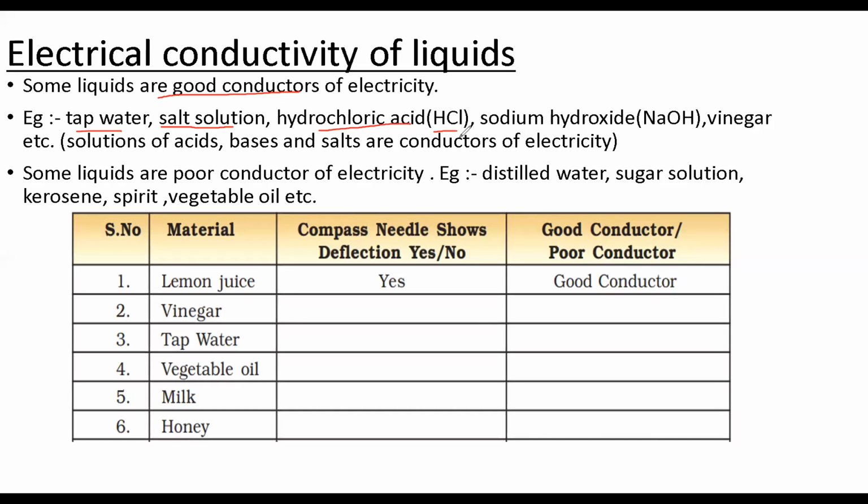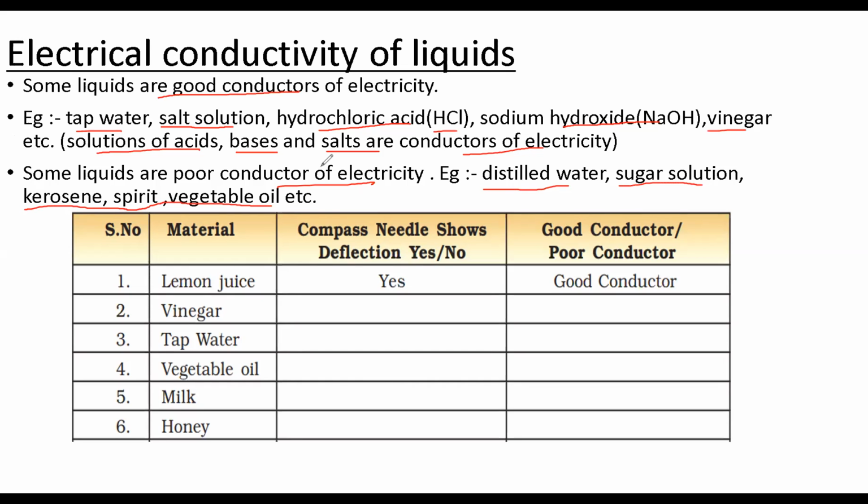So by adding an acid, or a base like sodium hydroxide, or vinegar, which is again an acid used in cooking, these are all good conductors of electricity. So we can conclude that generally solutions of acids, bases and salts are good conductors of electricity. Examples of poor conductors are distilled water, meaning water from which minerals and salts are completely removed, then sugar solution, kerosene, spirit, vegetable oil, etc. These are a few examples of poor conductors of electricity.